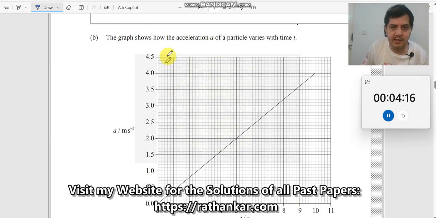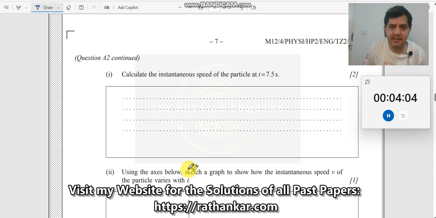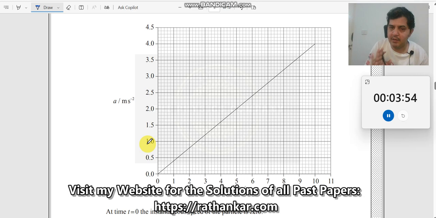Shown here is an acceleration versus time graph. At time t equal to 0, the instantaneous speed of the particle is 0. Then calculate the instantaneous speed of the particle at t equal to 7.5 seconds. So what should you do? Given a graph, if you want to find the speed, you need to find the area under the graph.